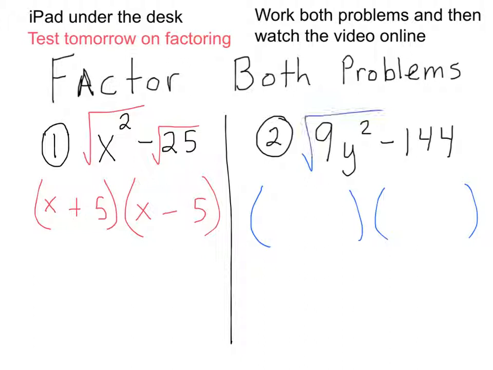And the square root of 9y squared is 3y. And I put 3y here as well. And the square root of 144 is 12. So I put 12 there and 12 there. And then I can either go minus plus or plus minus. Notice here I went plus minus. And here I went minus plus. Okay? So this is the answer to number 1, and this is the answer to number 2, but the only reason I was able to factor them this way is because they were a difference of squares.